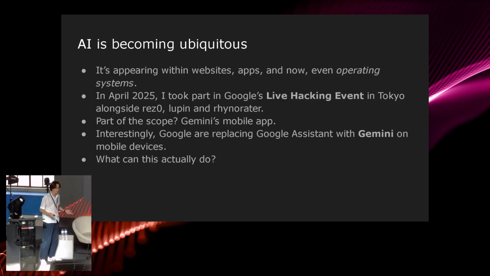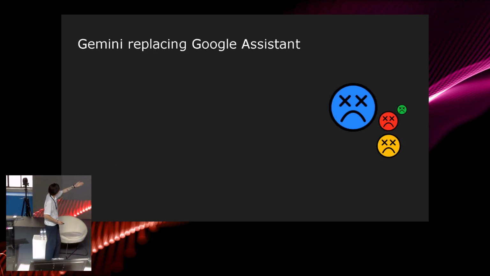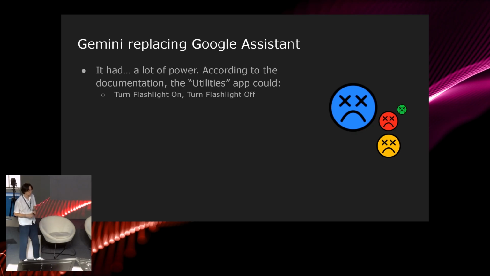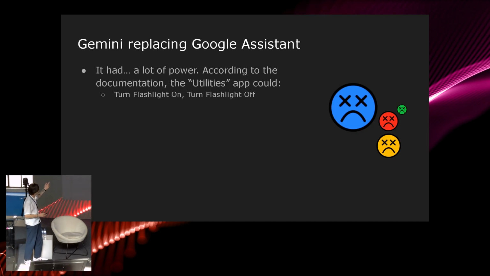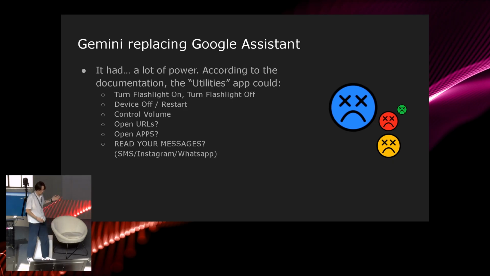So what can this actually do? So you see I killed Google Assistant there. It had a lot of power, and it had this one particular app called Utilities. Utilities, it's insane. We're still exploiting it at the recent event. It has so much power. You can turn on and off the flashlight of your phone using Gemini. You can turn the device off. You can restart it. You can control volume. It can open URLs, open other apps. It can read your SMS messages. And it can make phone calls and reply to messages as well.